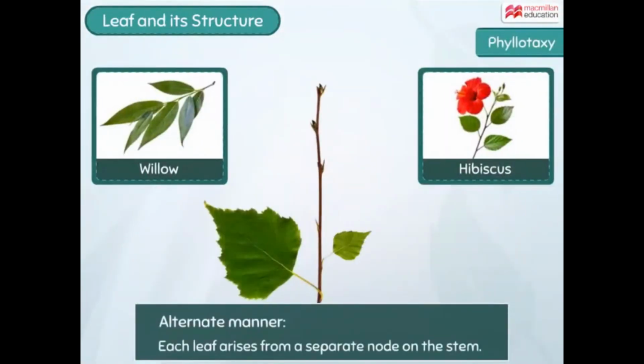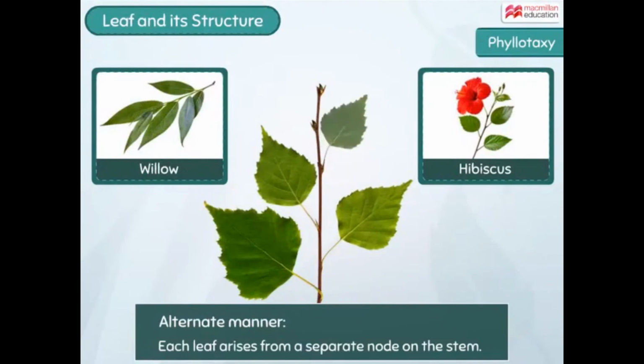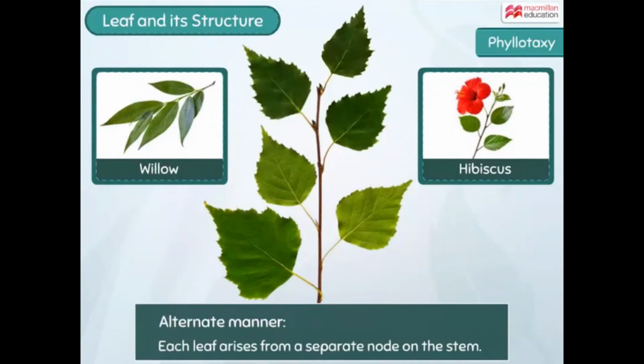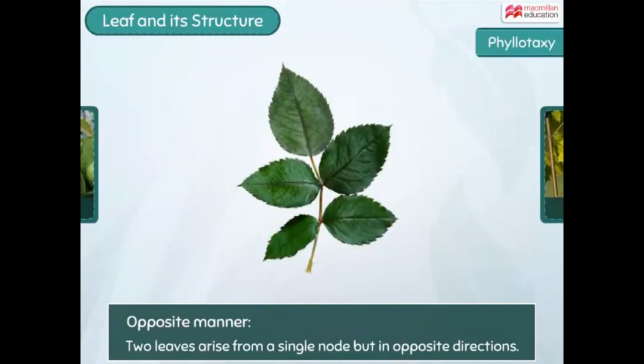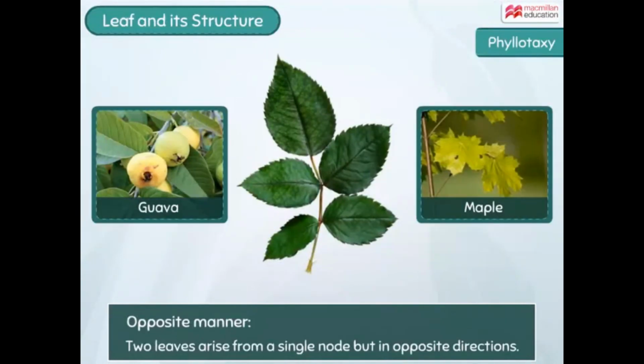When each leaf arises from a separate node on the stem, the leaves are said to be arranged in an alternate manner. When two leaves arise from a single node, but in the opposite direction, they are said to be arranged in an opposite manner.